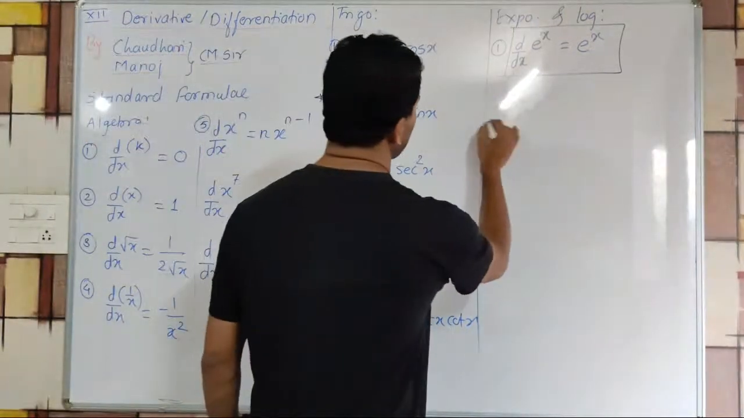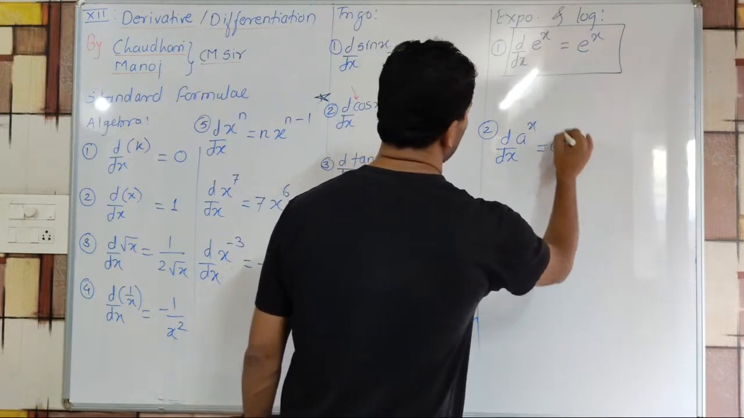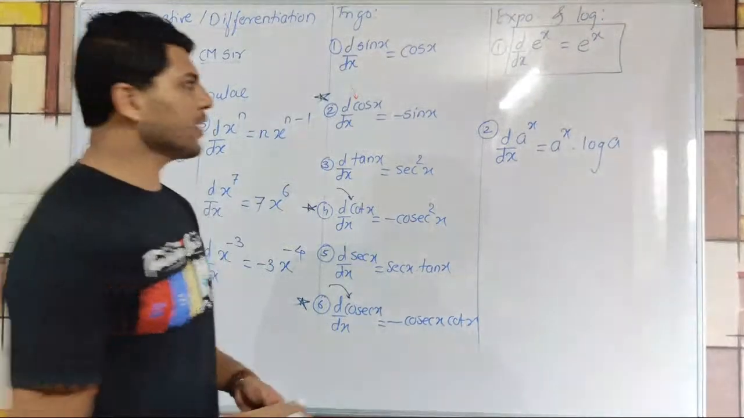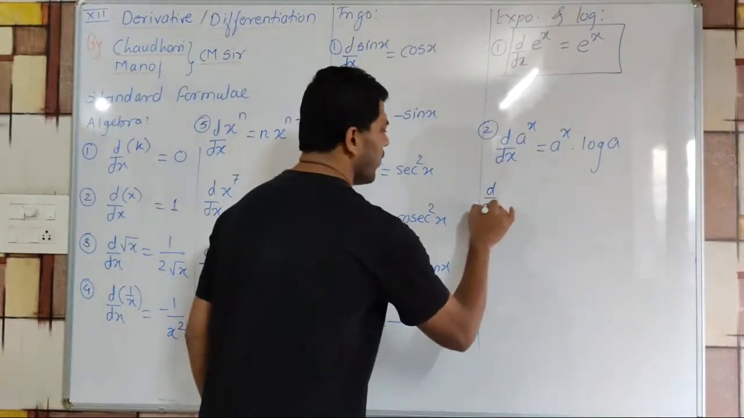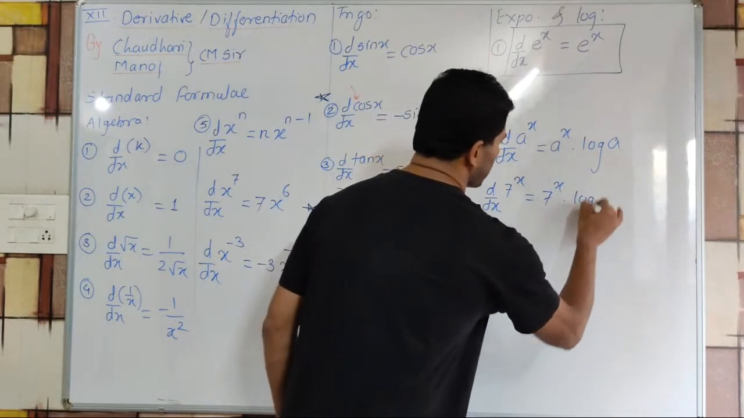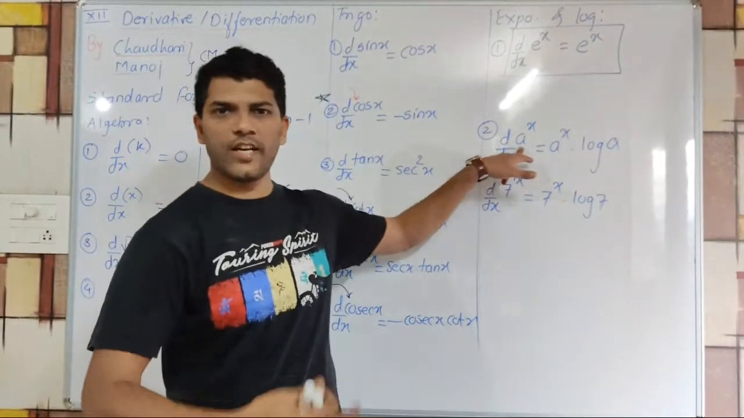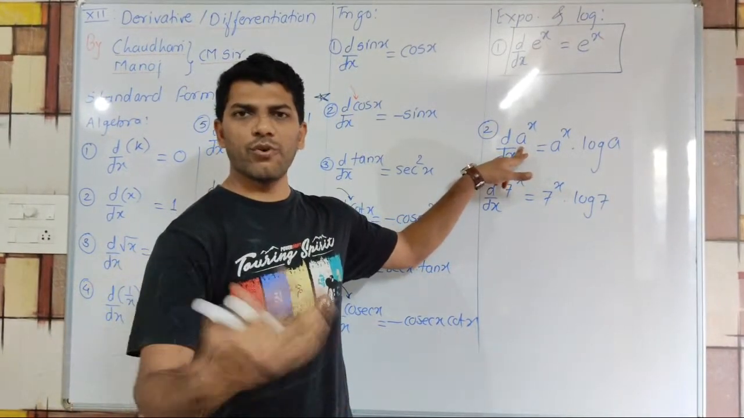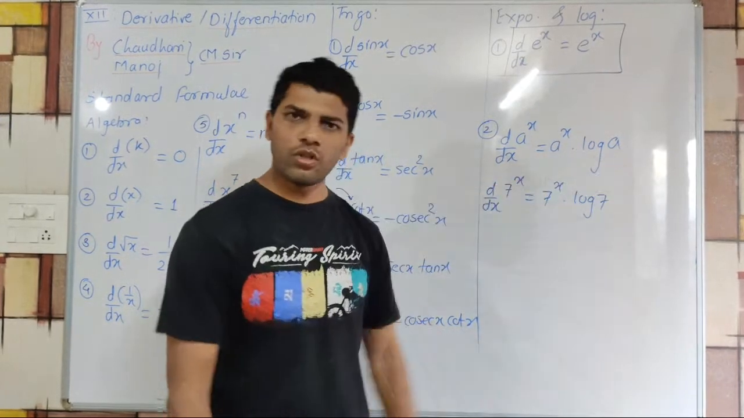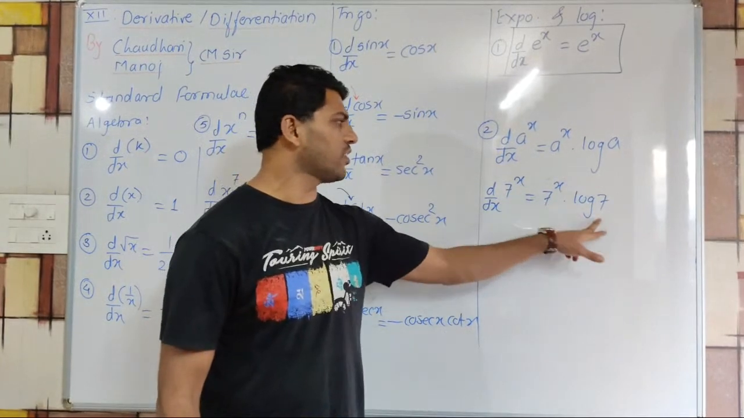Then let me give you the second important formula, derivative of a raised to x. If you remember, the formula was a raised to x into log a. Let me explain this with an example. The derivative of 7 raised to x you have to write as 7 raised to x into log 7. Here a means a constant. It may be 5, 3, 2 or 1. So derivative of a raised to x is a raised to x into log a. For example, derivative of 7 raised to x is 7 raised to x into log 7.